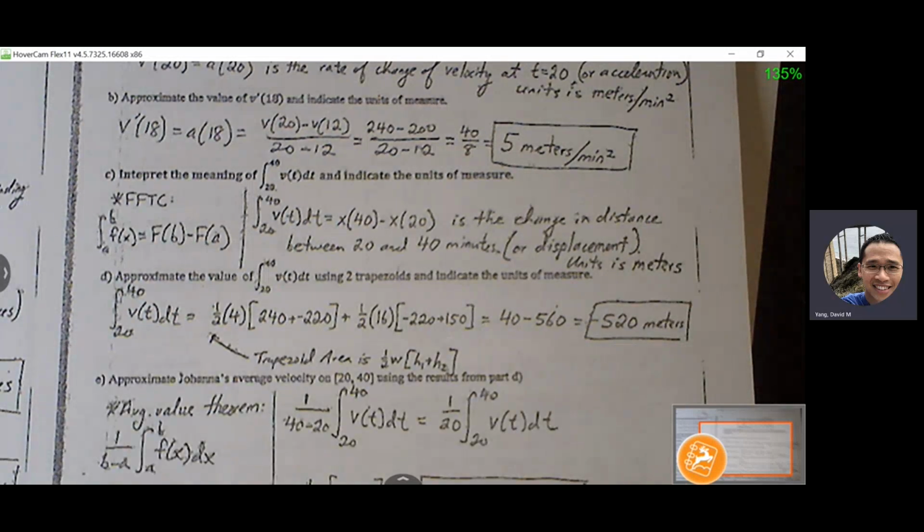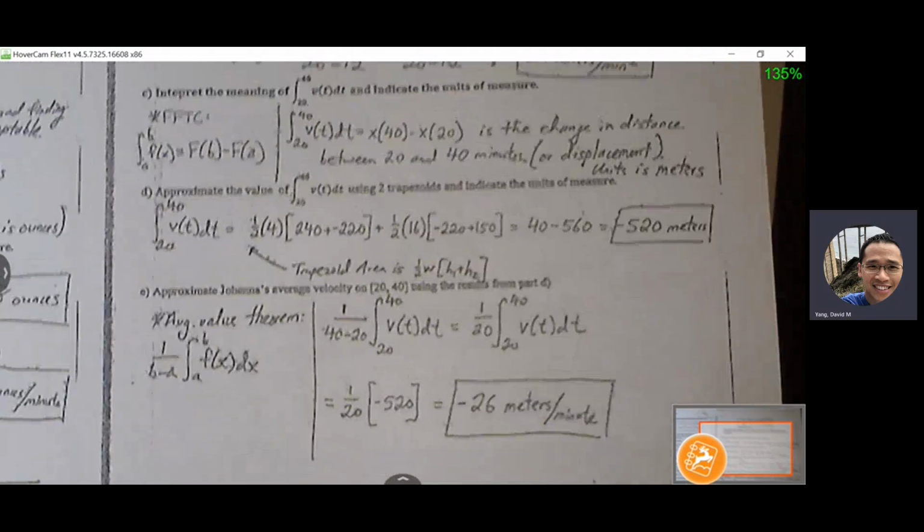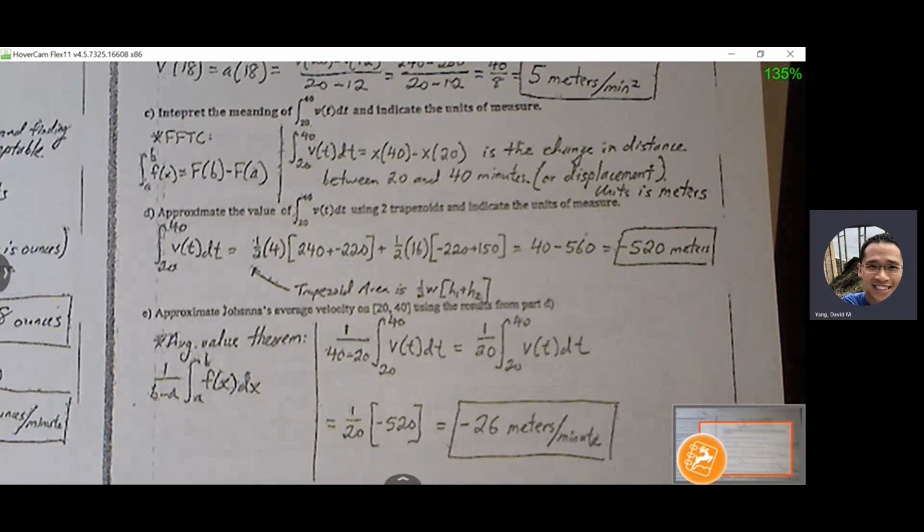The last part: approximate her average velocity, so average value theorem. So 1 over b minus a, and it says use the results from part D. We already have that approximation for 20 to 40. So we just take that divided by 20. So basically, what is her average velocity? In that time interval, she's running at 26 meters per minute in the opposite direction.